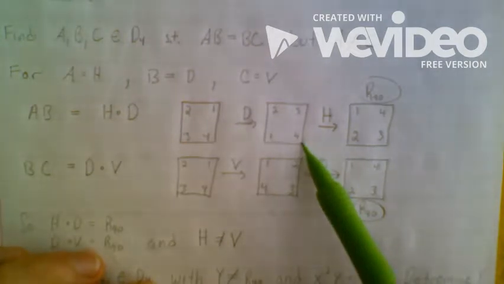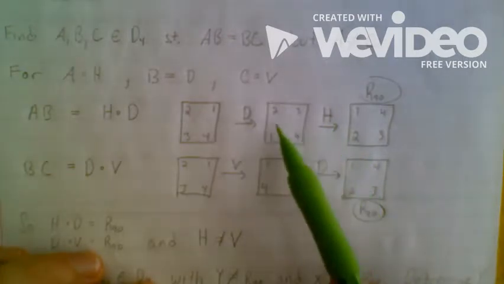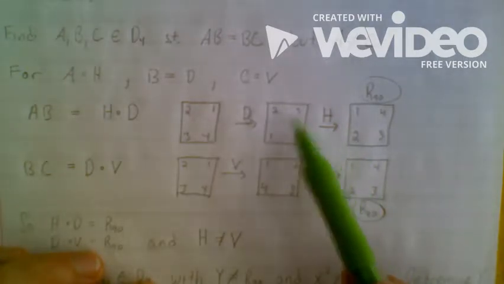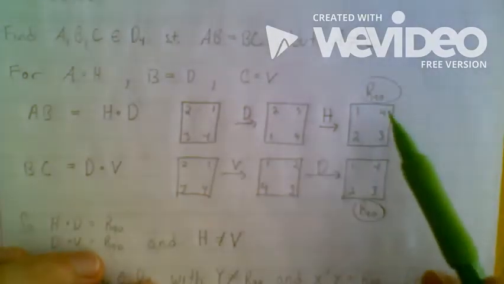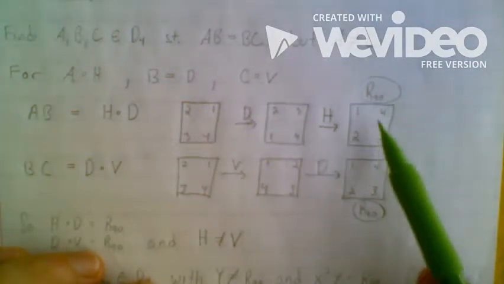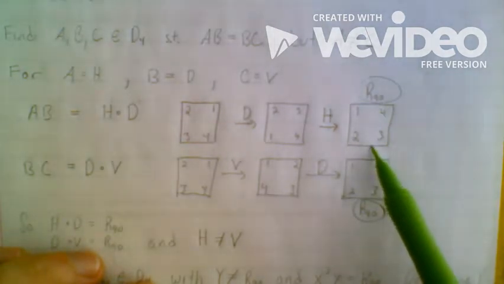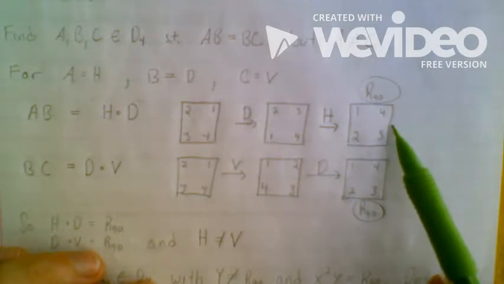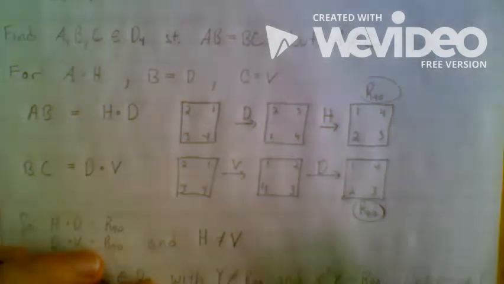And then to that square, we're going to apply the horizontal reflection. So right here, we're going to change the location of the 2 and the 1 and the 4 and the 3. And if you take a look, what we end up with is actually the R90 square. So this is the square we get if we rotate the original square 90 degrees counterclockwise.